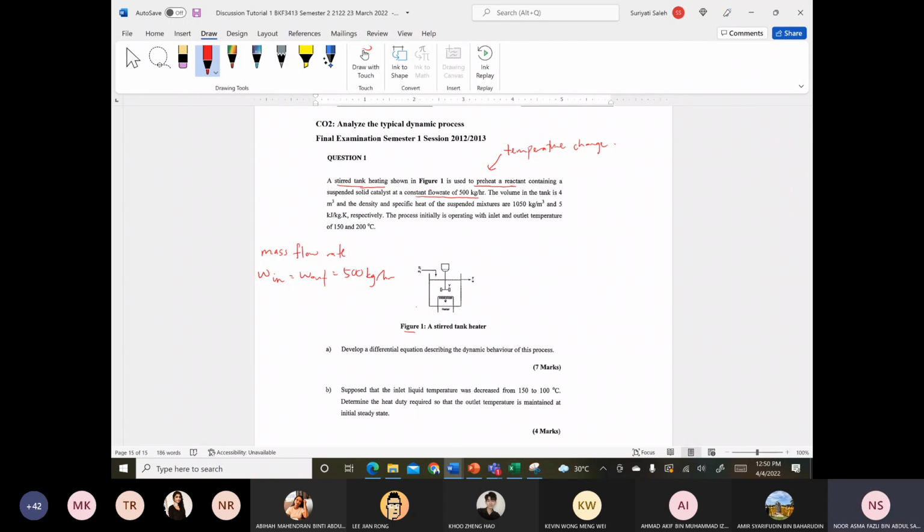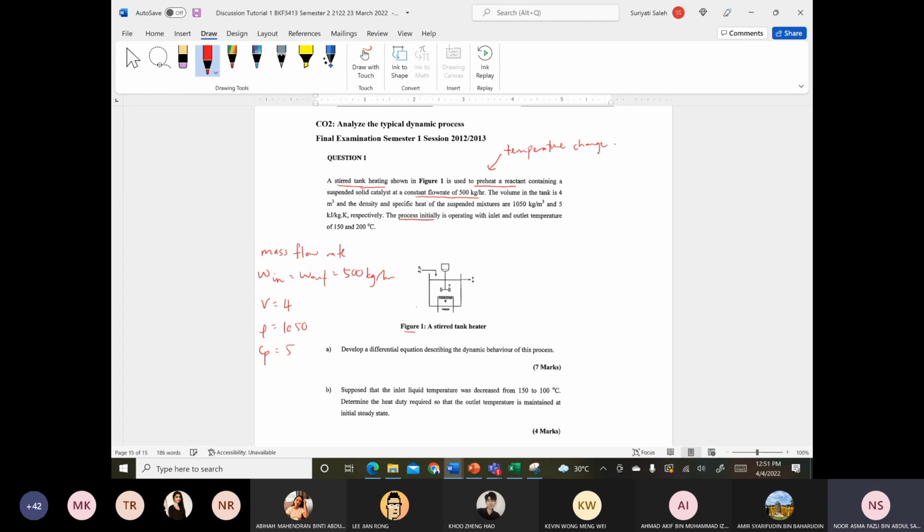The volume in the tank is 4, V equal to 4. The density is given as 1050. And then the specific heat, Cp, equal to 5. So this is the operating condition: the volume 4, flow rate fixed at 500, density 1050, and the heat capacity equal to 5. And the last sentence mentions the process condition.